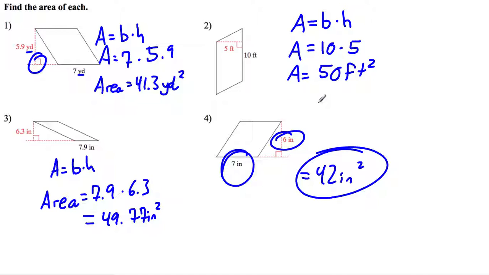Now, sometimes maybe the height is not given, but maybe you're given a side. Well, then you're going to have to maybe use some trigonometry, use some Pythagorean relationships to get it. But right now, especially for what we're doing, it's just knowing that the formula for the area of a parallelogram is base times height.